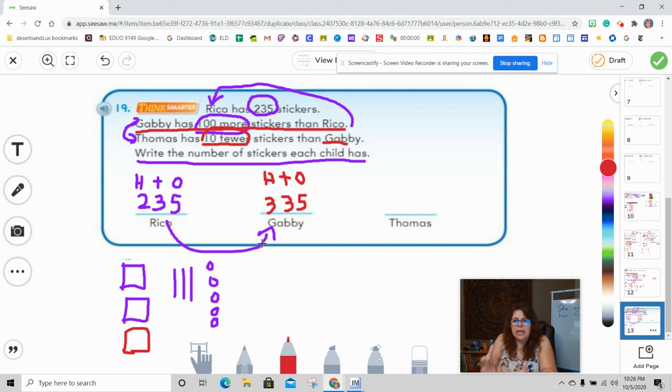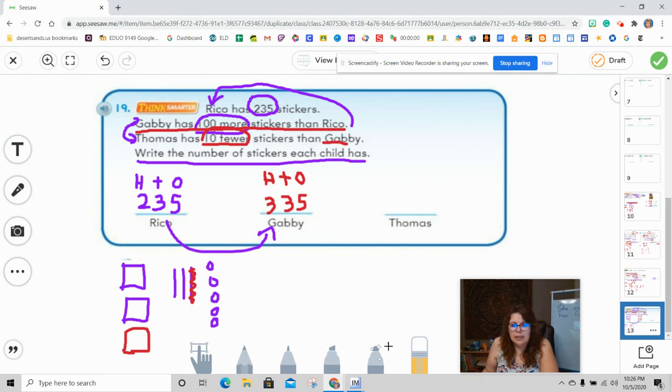Fewer means to take out. It says 10. So I'll go 10. I'm going to take away 10 because fewer means less. So I'm going to take away 10. I'm going to cross this out. I took it out. So now I'm going to put HTO. Let me put it with purple, let me see. What color? I'll do the blue. Okay, so I'm going to put HTO.